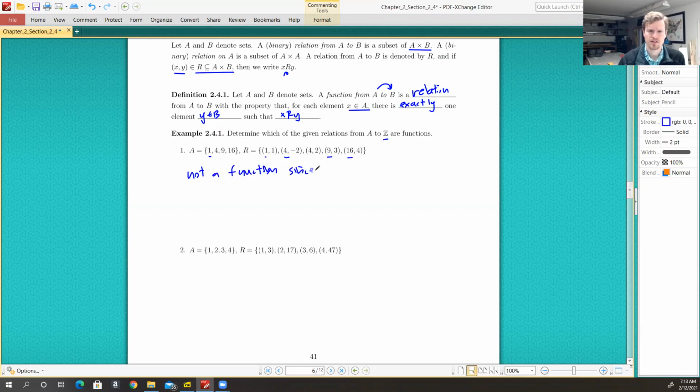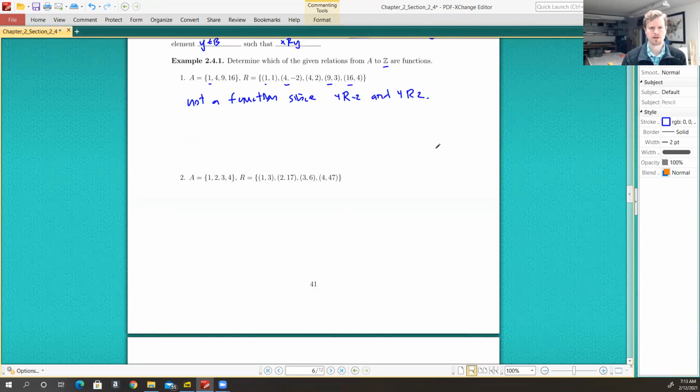Since 4 is related to -2 and 4 is related to +2, and 4 can only be related to one number, it is not a function. All right, what about our next one?